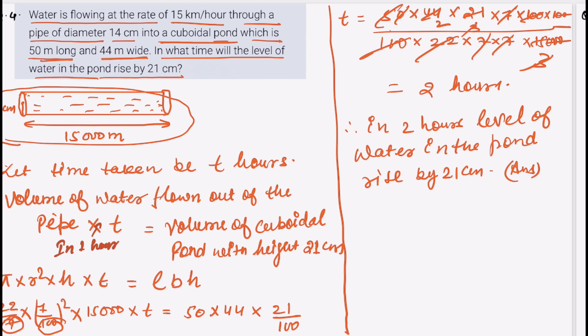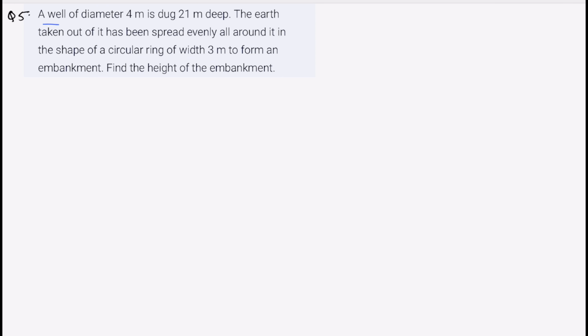Clear? Okay. Next, question number 5 is saying a well of diameter 4 meters is dug 20 meters deep. The earth taken out of it has been spread evenly all around it in the shape of a circular ring of width 3 meters to form an embankment. Find the height of the embankment.